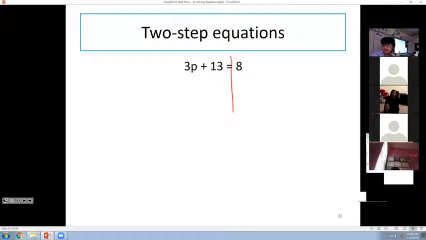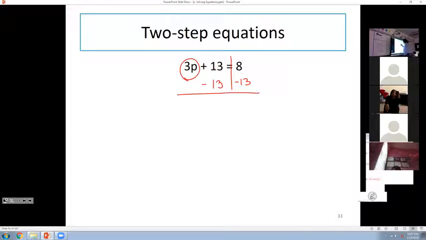We always take away the numbers by doing inverse operation here, right? Yes. So how can we take away this 13 then? 13 minus 13, then 8 minus 13. You are amazing. Thank you so much. Yes, inverse operation of addition is subtraction. As you see, 3p is added 13. So we have to subtract 13 from each side.